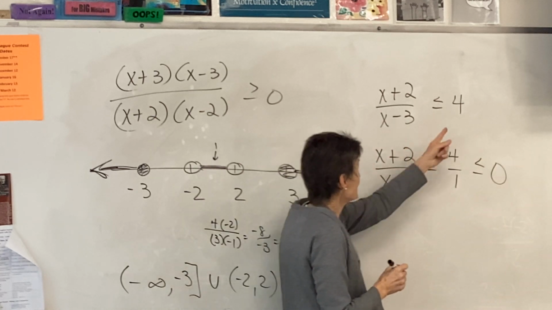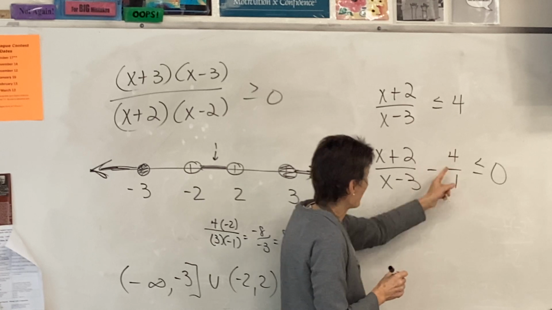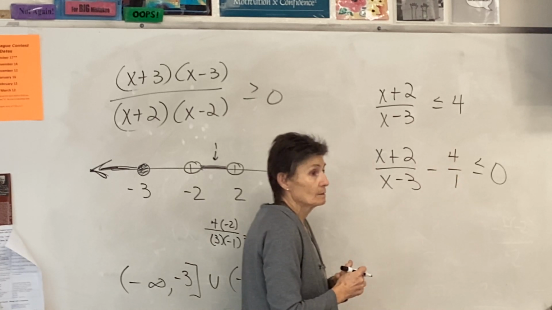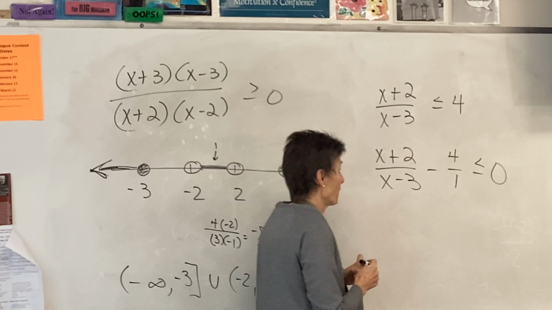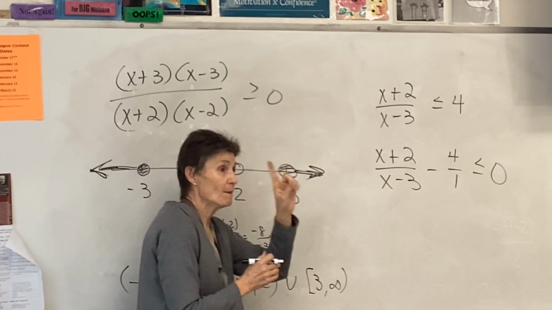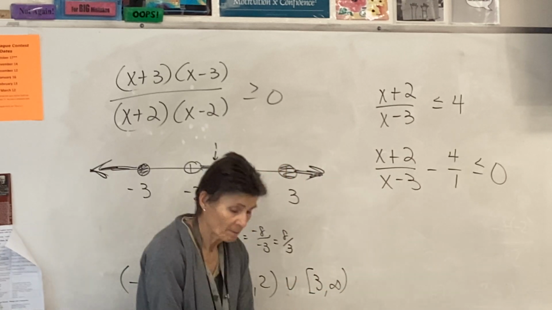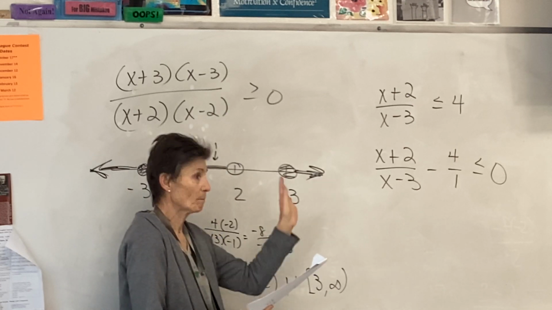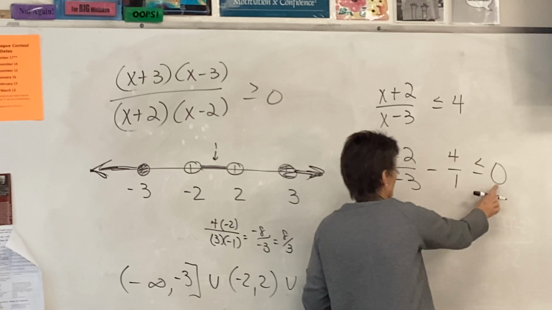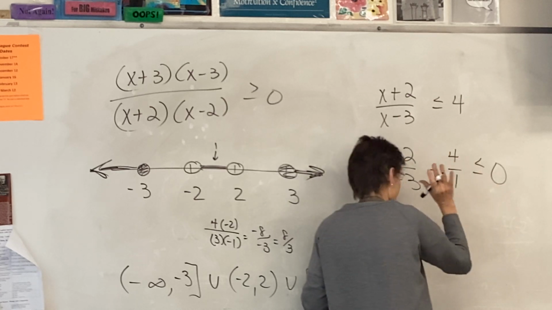So I'm gonna -4 on both sides. Now, I went ahead and wrote this as 4 over 1. Okay? So I move that 4. I must have 0. So all my problems up to this point have had 0, it's been perfect. This one doesn't, so I need to move the 4 over so I have a 0. That's step 1.